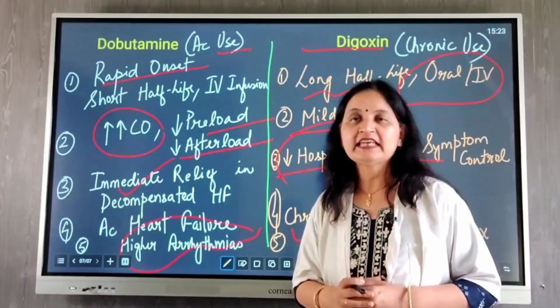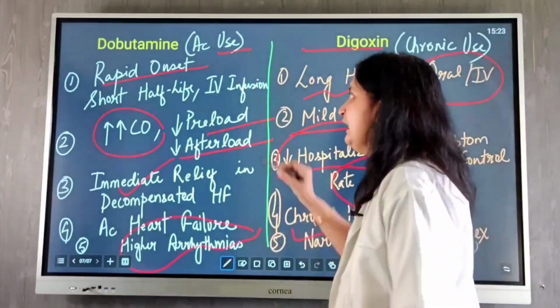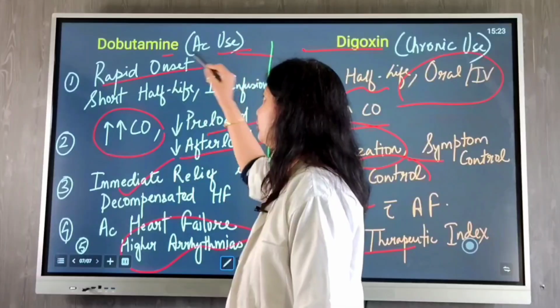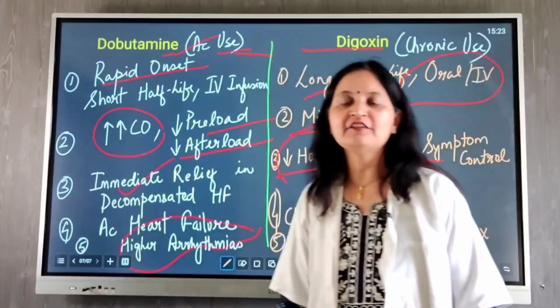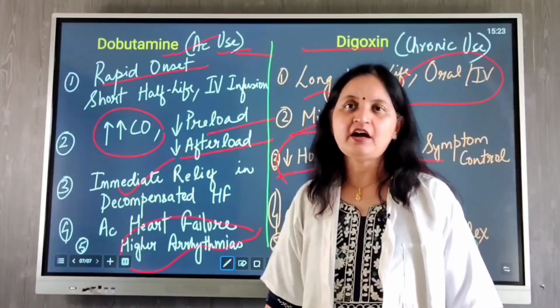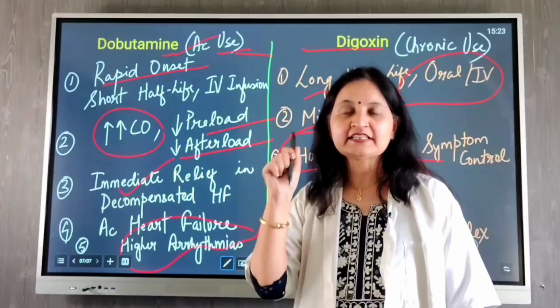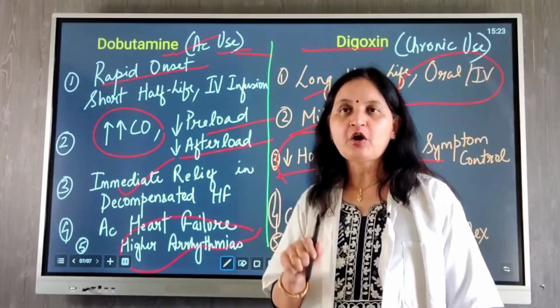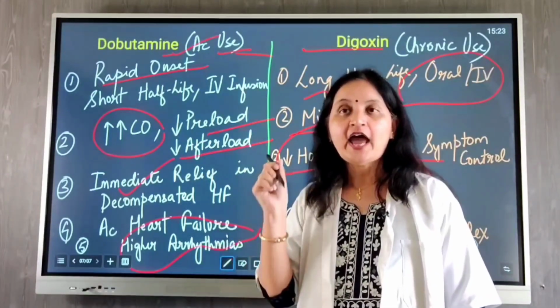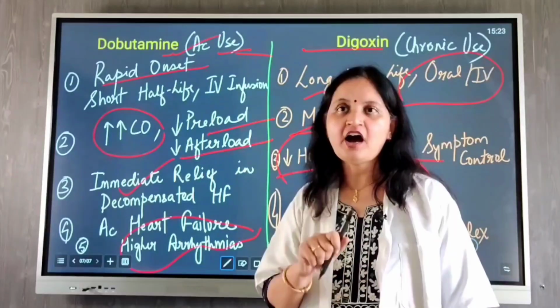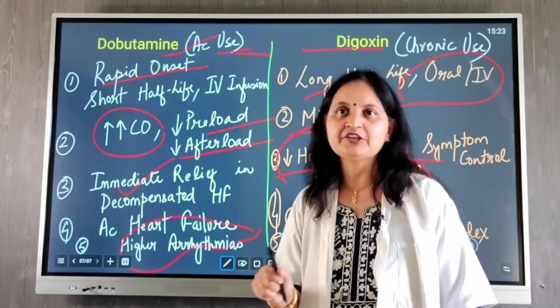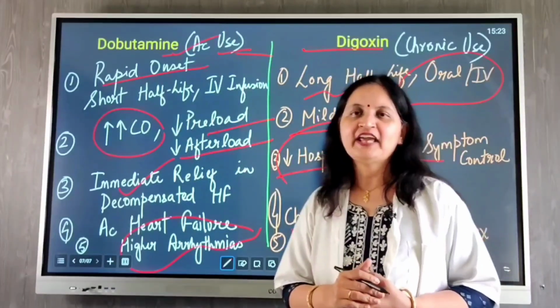So these are some of the key comparison points between dobutamine and digoxin. Dobutamine is preferred in acute heart failure, in acute decompensated heart failure, while digoxin is still the drug of choice in chronic stable heart failure, and also it is the drug of choice in heart failure with atrial fibrillation. So with this, we come to the end of this topic.